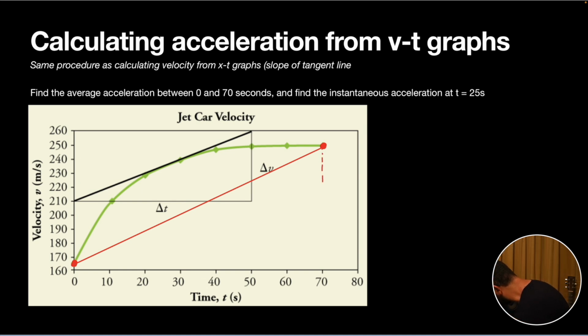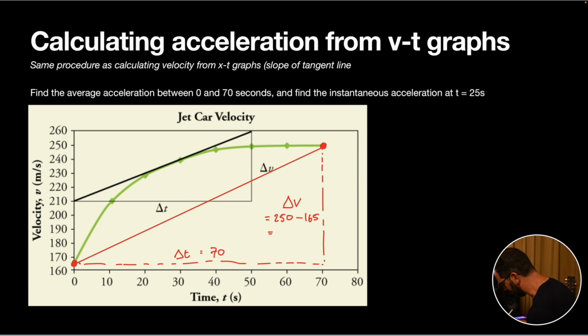And if we were to mark on some dotted lines to work out what delta V and delta T are. So delta T, well, that's just 70 seconds. The length of time interval, or the length along the bottom of that triangle, is 70. And delta V, we're going upwards. Final velocity looks a bit like 250, and initial velocity looks a bit like 165, and so that is going to give me a change in velocity of 85, I think. Yes, we'll go with that, 85 meters per second.